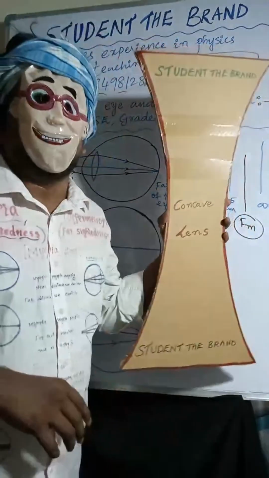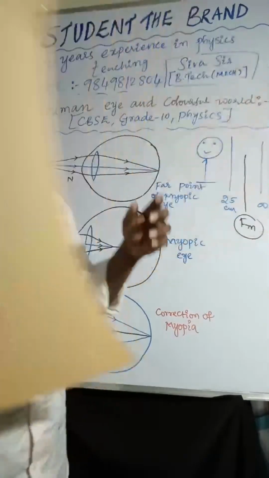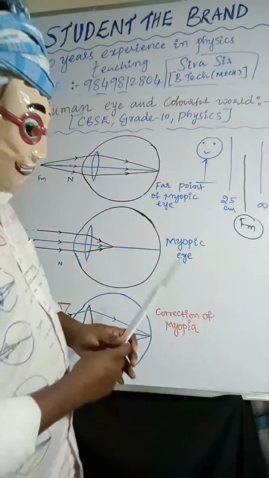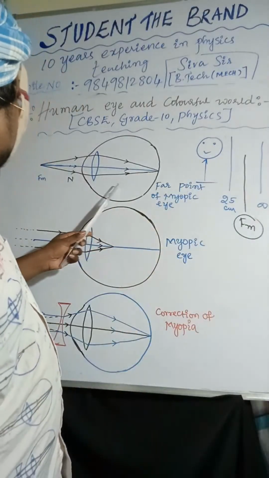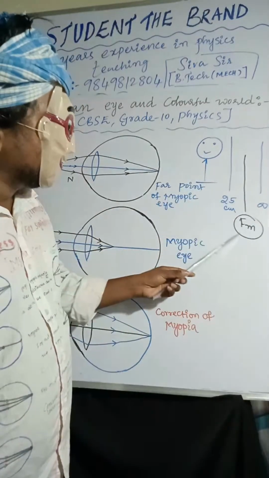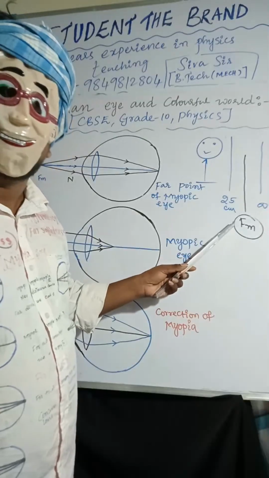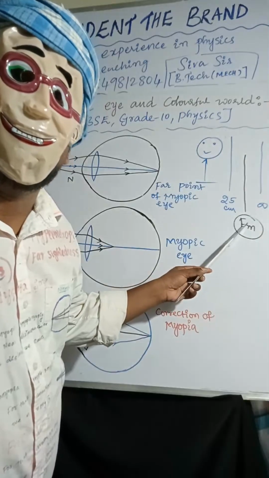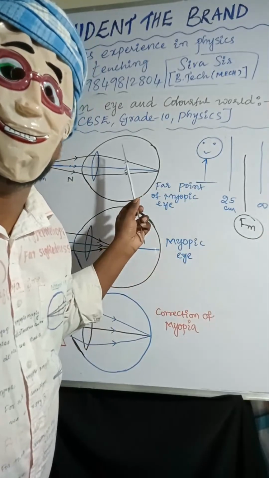So you can observe from this diagram. In the first diagram, light rays are coming from the far point. If the light rays are coming from the far point, the person can see. So that is the first diagram.